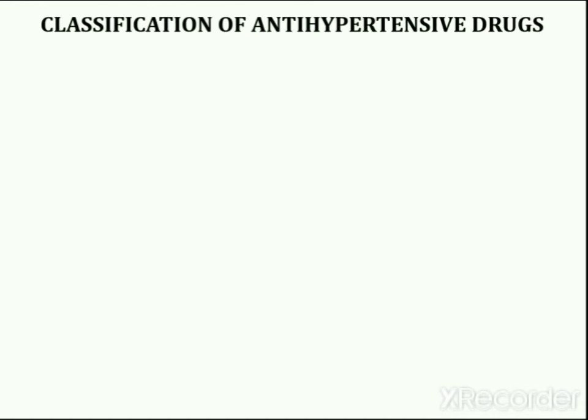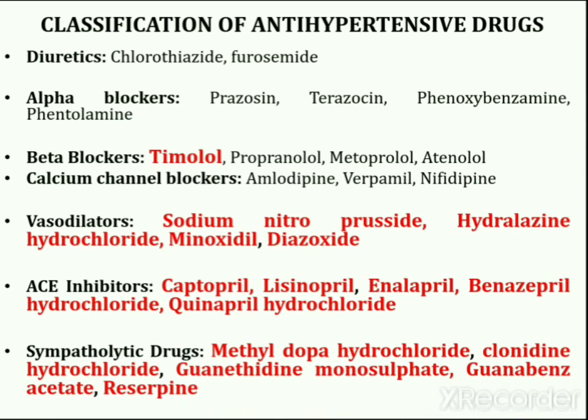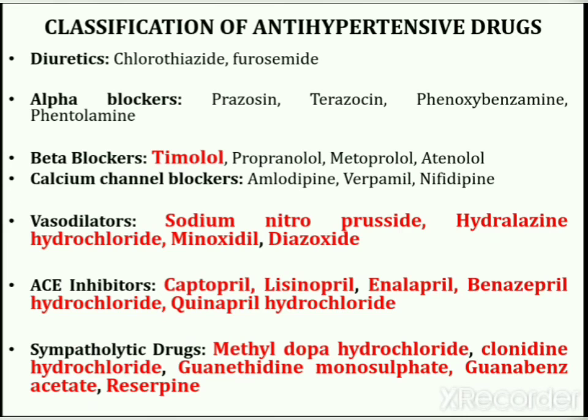Classification of antihypertensive drugs include several categories. These categories are diuretics, alpha blockers, beta blockers, calcium channel blockers, vasodilators, angiotensin converting enzyme inhibitors, and sympatholytic drugs. Diuretics help in the kidney to inhibit the sodium reabsorption in the distal convoluted tubules, ascending limb, and loop of Henle. Alpha blockers cause the peripheral vasodilation of blood vessels.